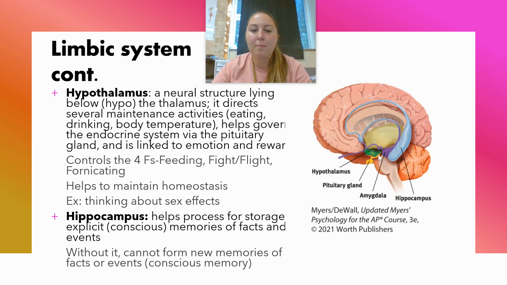Next we have our hypothalamus. And the hypothalamus is right above it, it's actually below the thalamus. Pardon me. Okay. So the hypothalamus, mainly its roles are the 4 F's. This is what I want you to remember. Okay. Feeding, so eating and to stop eating, fight or flight, and fornicating, which means sex. So the 4 F's. The hypothalamus basically helps us to maintain our homeostasis, and it does this by directing the endocrine system via the pituitary gland.